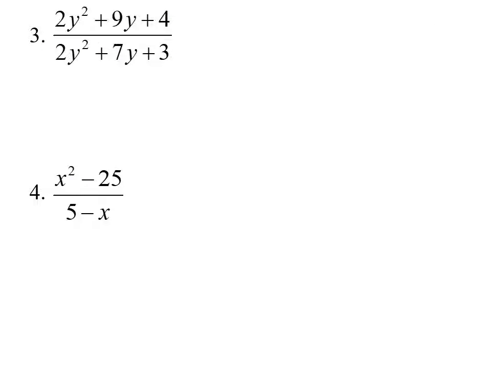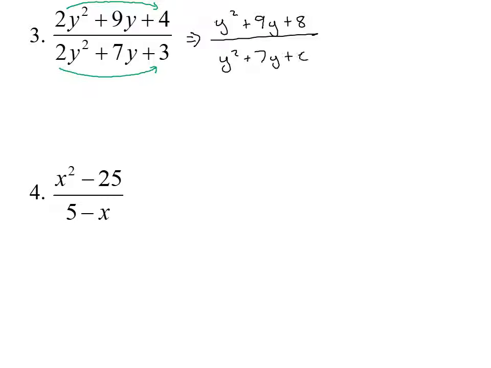So let's do a couple more of those type problems. Here we have one that's a little bit more complicated: 2y squared plus 9y plus 4, over 2y squared plus 7y plus 3. Now when we did these back in the last chapter, I noticed that if you have a number in front of the squared term, you can rewrite it. You can move this 2 and multiply it by this 4, or this 2 and multiply it by that 3. And I'm going to rewrite this as y squared plus 9y plus 8. And on the bottom, I'll have y squared plus 7y plus 6.